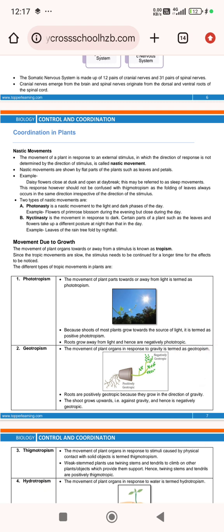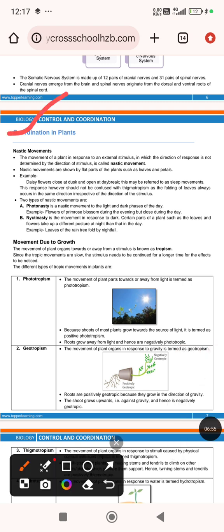Coordination in plants. Nastic movement. The movement of the plant in response to an external stimulus, in which the direction of the response is not determined by the direction of the stimulus, is called nastic movement. Nastic movements are shown by flat parts of the plant such as leaves and petals. Example: daisy flowers close at dusk and open at daybreak.